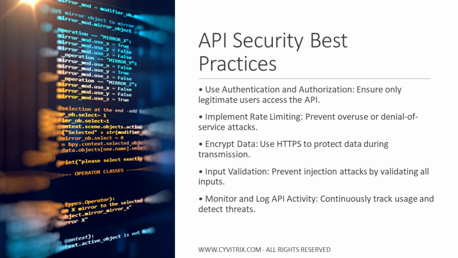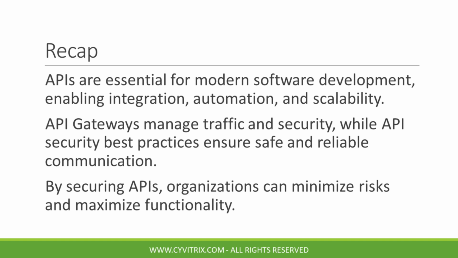As a recap, APIs have become a foundational technology in modern software development, enabling seamless communication between systems, integration of external services, and automation of workflows. API gateways play a crucial role in managing API traffic, securing interactions, and optimizing performance. However, with the increasing reliance on APIs, it is critical to follow API security best practices to mitigate potential risks. By implementing secure authentication, encryption, rate limiting, and input validation, organizations can ensure their APIs remain secure, reliable, and performant.